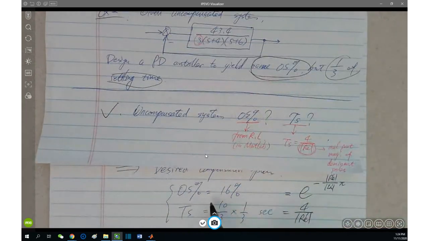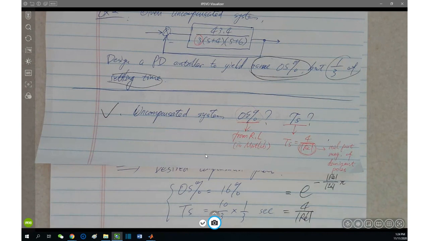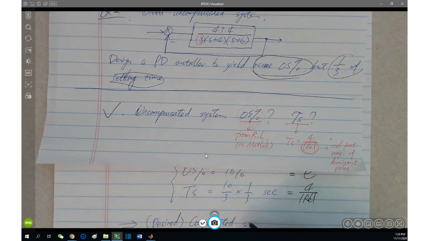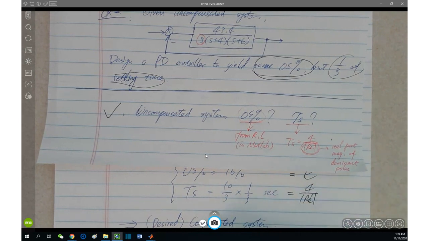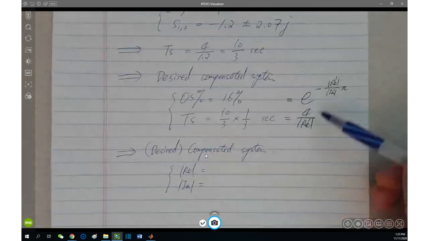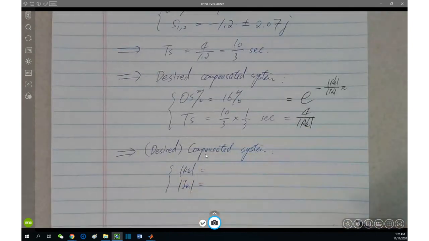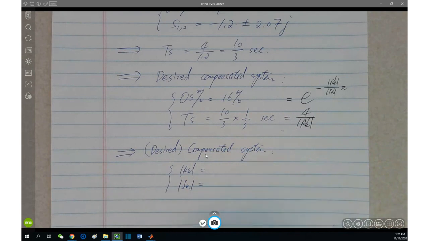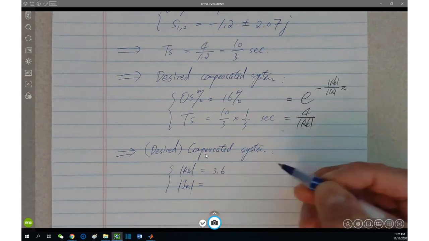So what are you seeing now? It's two equations, two unknowns, the real and the imaginary part. Therefore, we are able to derive the real part and the imaginary part of the desired, or compensated, system, of course magnitudes. In the equations they are in terms of magnitude, and now we are looking for their magnitudes too. So a little bit of algebra here. Once again, two equations, two unknowns. We can find these two unknowns. They turn out to be around here.